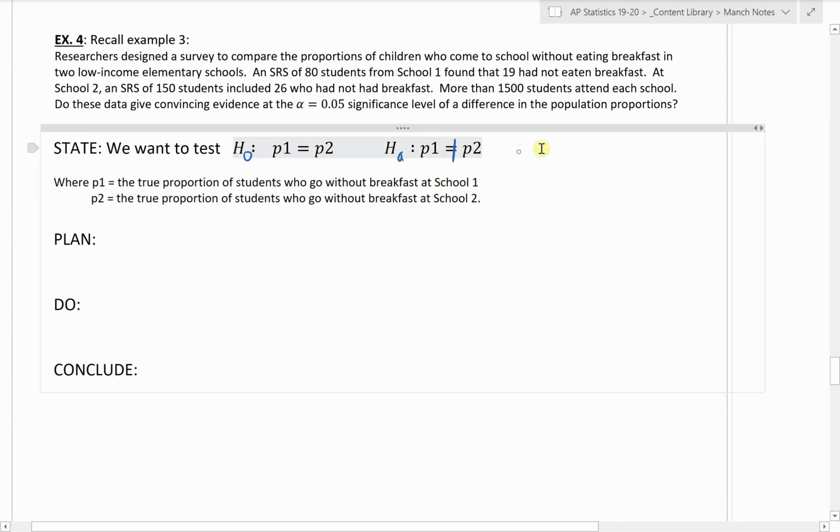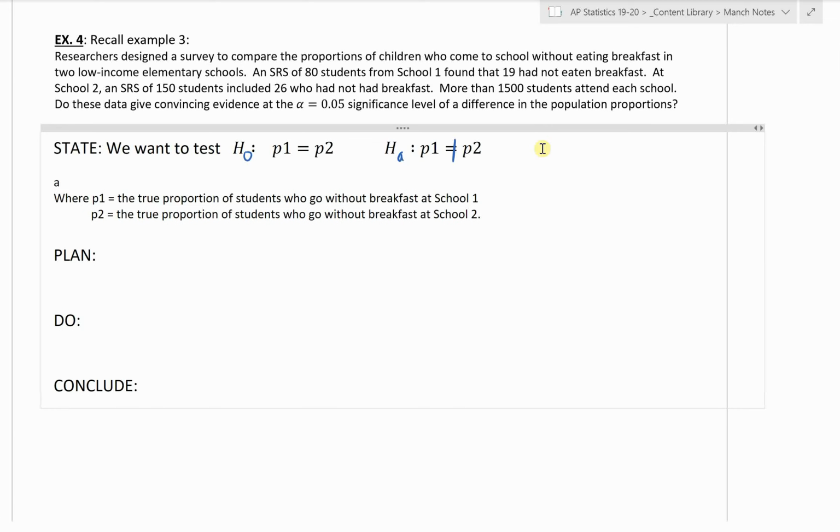And we want to do this test at the alpha equals 0.05 significance level that was given to us in the prompt.